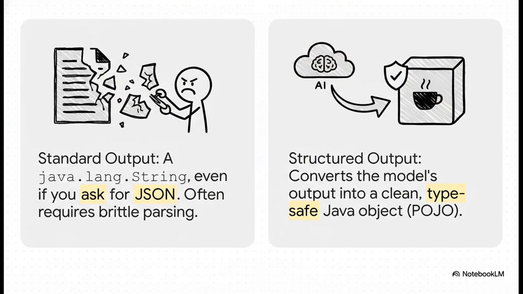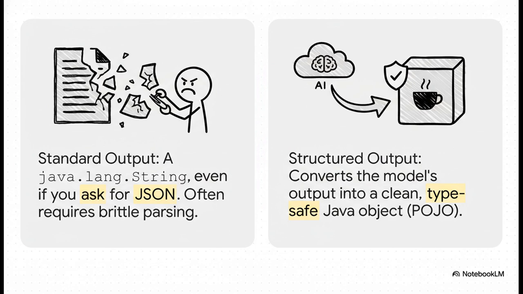Oh, man, anyone who's worked directly with these models knows this pain. You ask for JSON, you get back a string that kind of looks like JSON, and then you just cross your fingers and pray that your parser doesn't blow up. Spring AI's structured output converters, they end this nightmare. You can ask for a response that maps directly to your Java POJO. It's type-safe, it's reliable, and there's no more brittle string parsing.